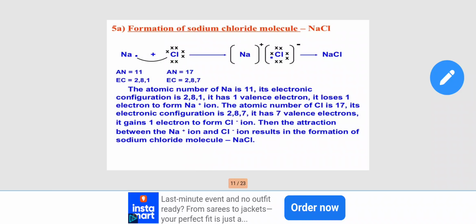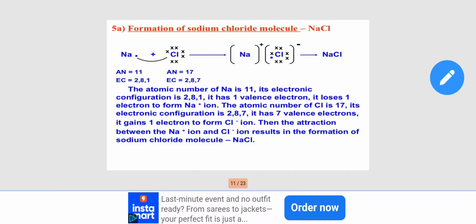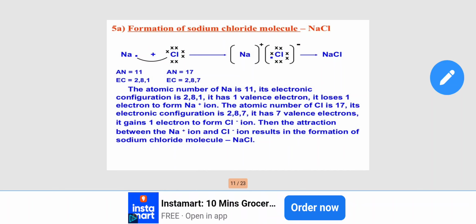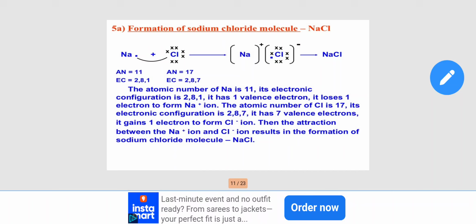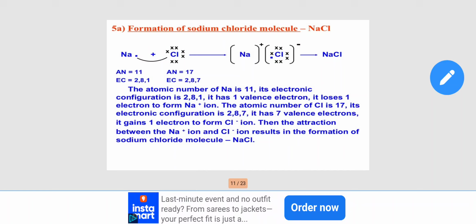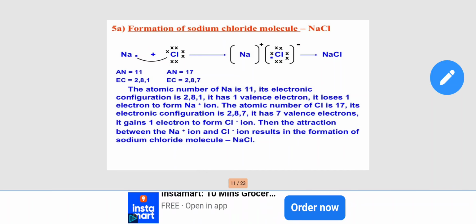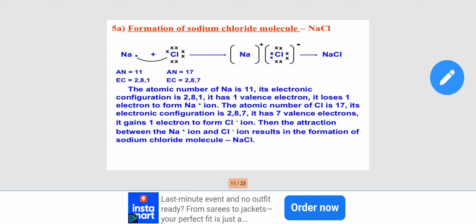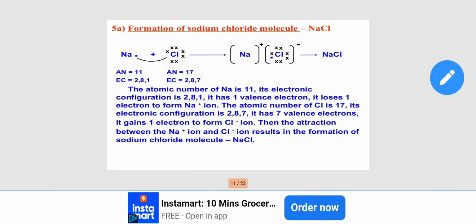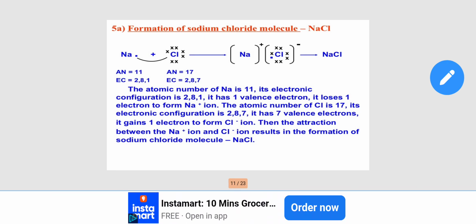Formation of sodium chloride molecule. Here, in NaCl, sodium loses its 1 electron and chlorine gains this 1 electron, and it forms NaCl. The atomic number of sodium is 11, its electronic configuration is 2, 8, 1, as it has 1 electron, it loses the 1 electron to form Na plus, and the atomic number of chlorine is 17. Its electronic configuration is 2, 8, 7. It has 7 valence electrons, it gains 1 electron to form a Cl minus ion. Then the attraction between the sodium Na plus ion and chloride ion results in the formation of the sodium chloride molecule, that is NaCl, common salt.